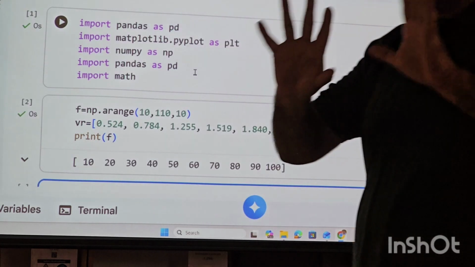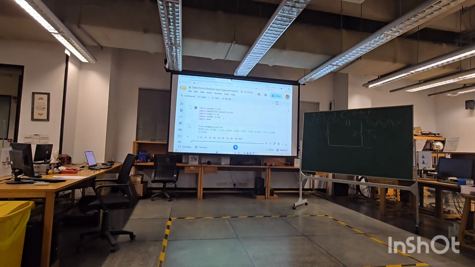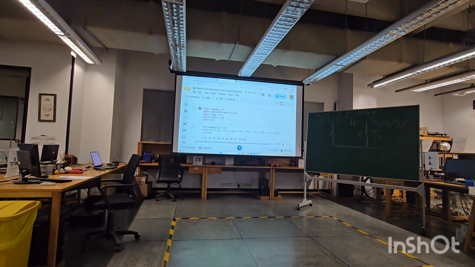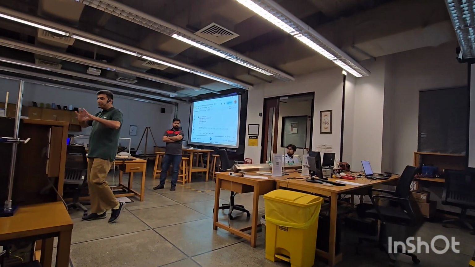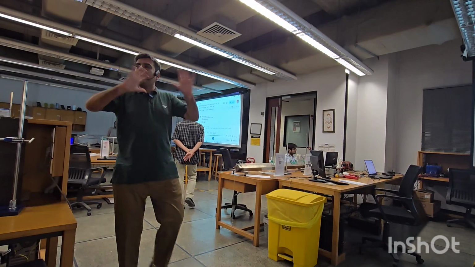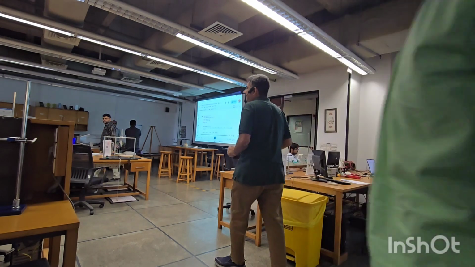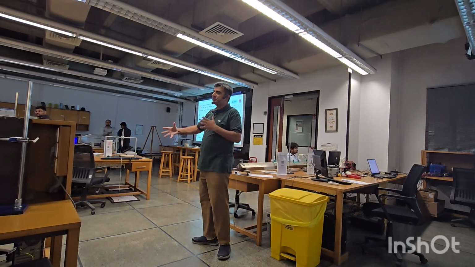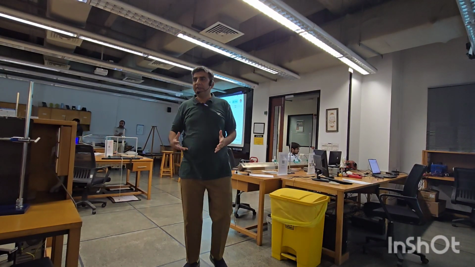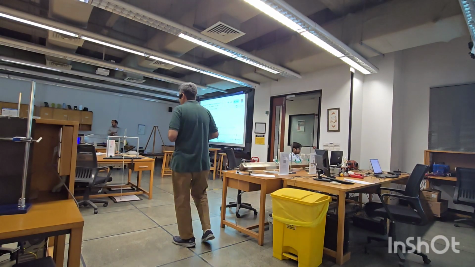So does everyone have an array for the frequency and an array for the voltages? Each array must be of the same size, same length. Now can you make a plot? The first thing that you would like to do, whatever the scenario is, is find relationships between variables. Now one variable is frequency and the other is voltage across the resistor.